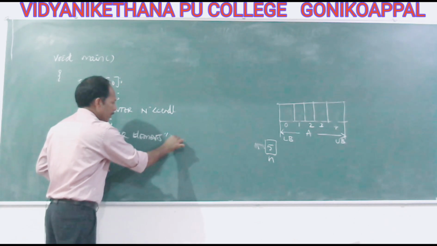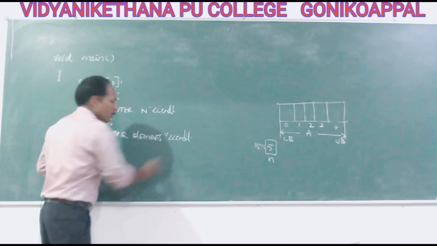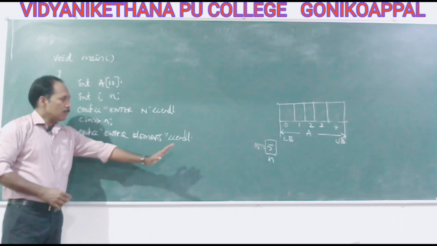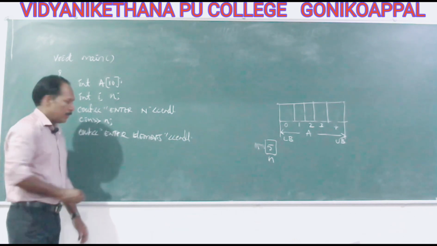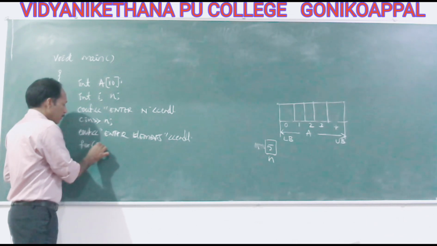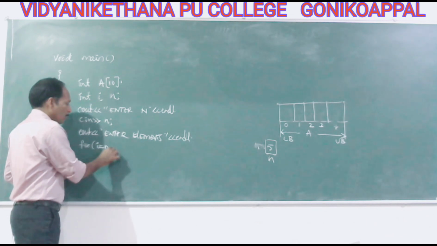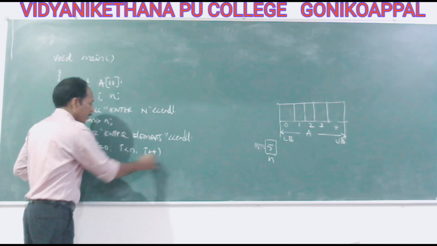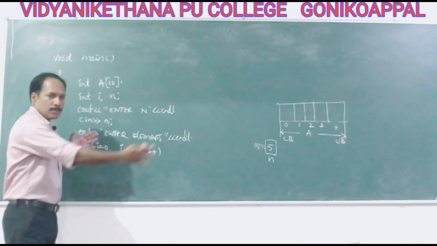I'll write, you can write, enter elements of an array. So elements means not one element, so it is from 0 to n minus 1. Let me write a for loop: start from i equals 0, lower bound, i is less than n, i plus plus, where n is the number of elements. That's the size of an array.